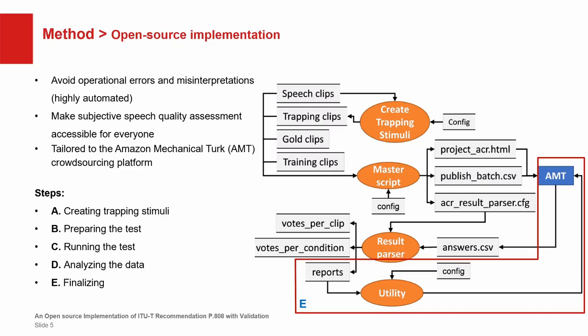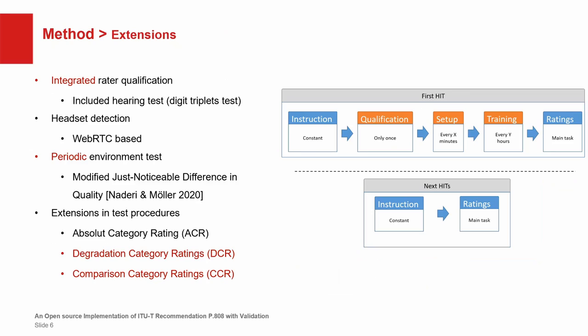Last step is to use the utility script and reports generated by the result parser to accept and reject the submissions and assign bonuses to the worker. On the right-hand side, different sections of the HIT app from the participant's perspective are visualized. We extended the recommended method in the following ways.